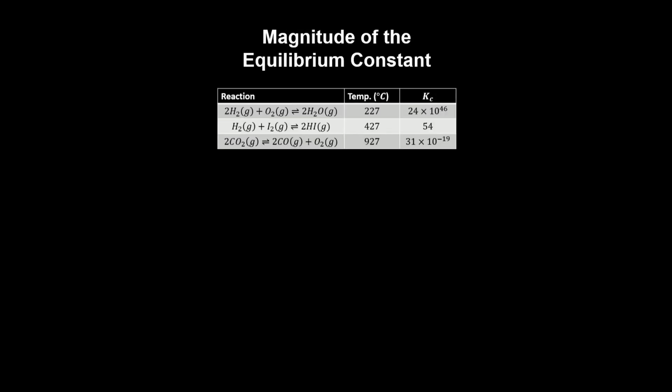The magnitude of an equilibrium constant gives us some information about a reversible reaction. So recall that the equilibrium constant was the ratio of the concentrations of the products over the concentrations of the reactants raised to their stoichiometric coefficients. So therefore, if the equilibrium constant is greater than 1, then the concentrations of the products will be higher than the concentrations of the reactants when equilibrium is established.